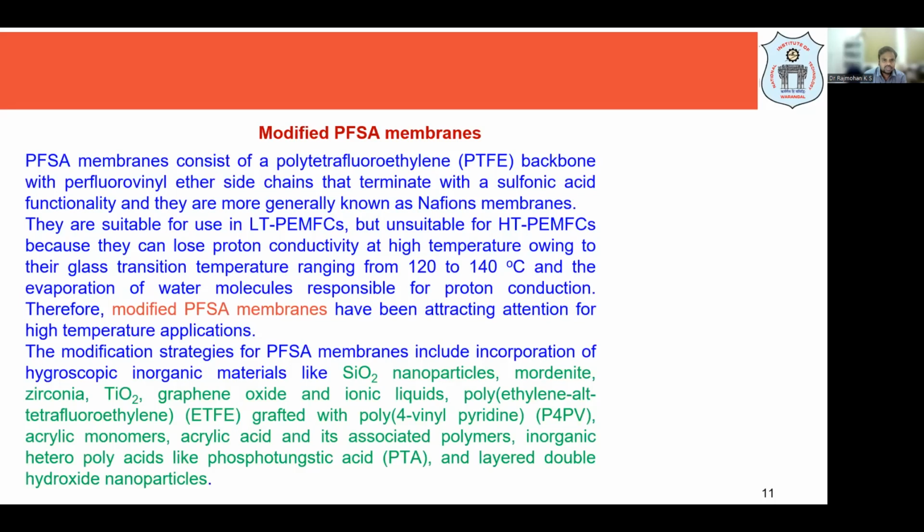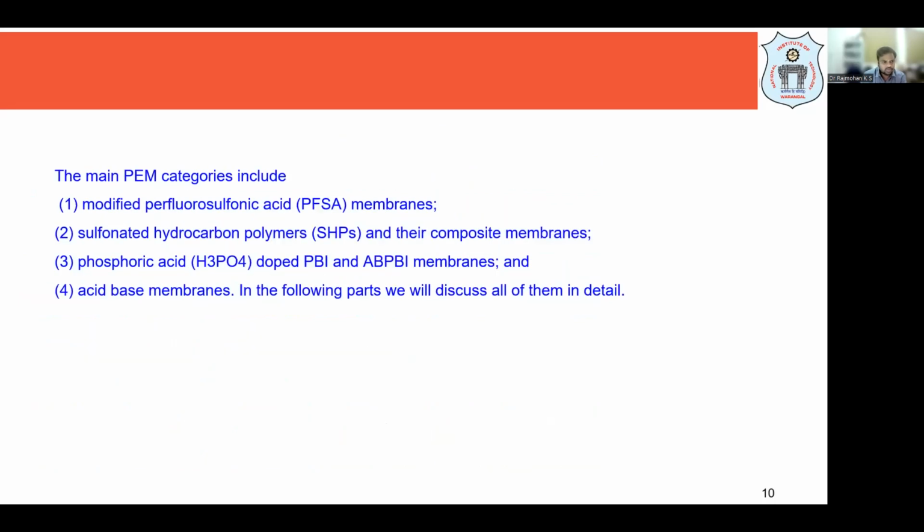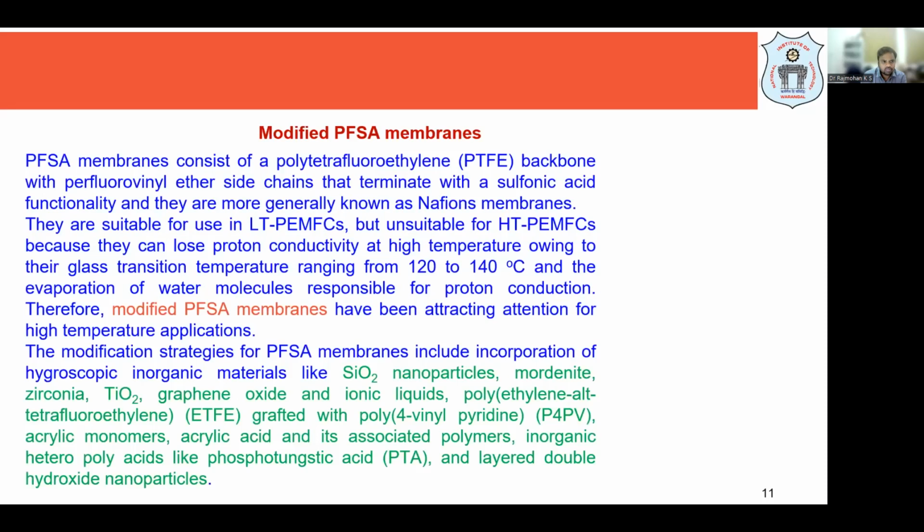First we'll just give a small intro to the first 2 types of membrane also, because before getting into the third we should know what the other 2 are. Modified perfluorosulfonic acid membranes basically consist of a PFSA membrane made up of a PTFE backbone with perfluorovinyl ether side chains, which terminate with a sulfonic acid functional group, generally known as Nafion membranes. Already we have seen this in detail in the previous lecture on membranes for PEM fuel cells. They are sufficient and do good service for low temperature PEM fuel cells.